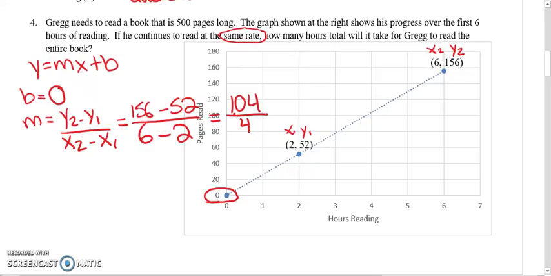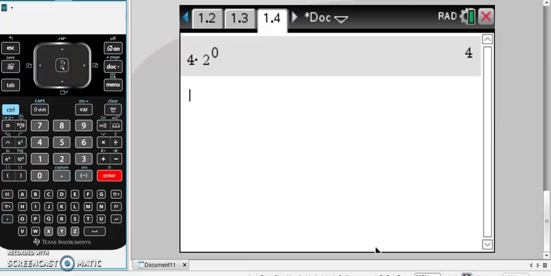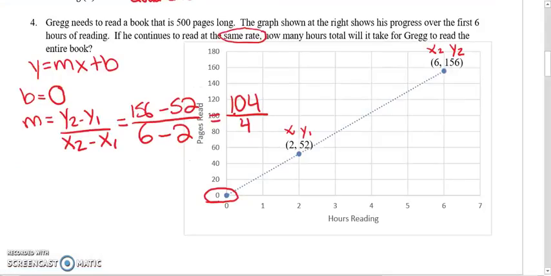Next step is I'm going to check. Can I simplify 104 divided by 4? So that's what you're going to end up checking in your calculator. So we're going to try it out. 104 divided by 4, that comes out to equal 26. So when we go back to simplify, 104 divided by 4 equals 26.